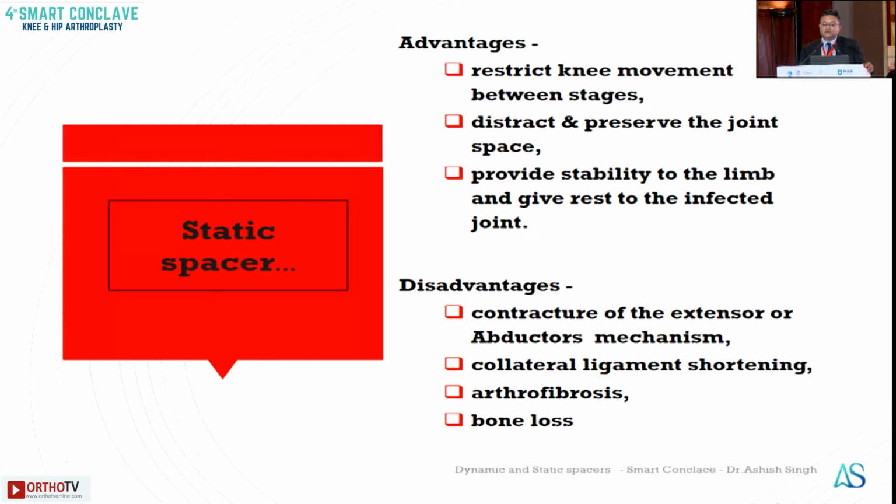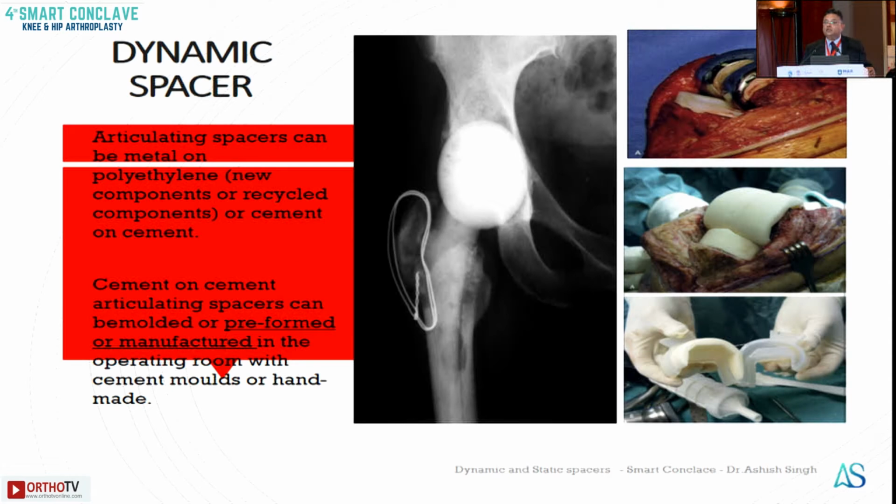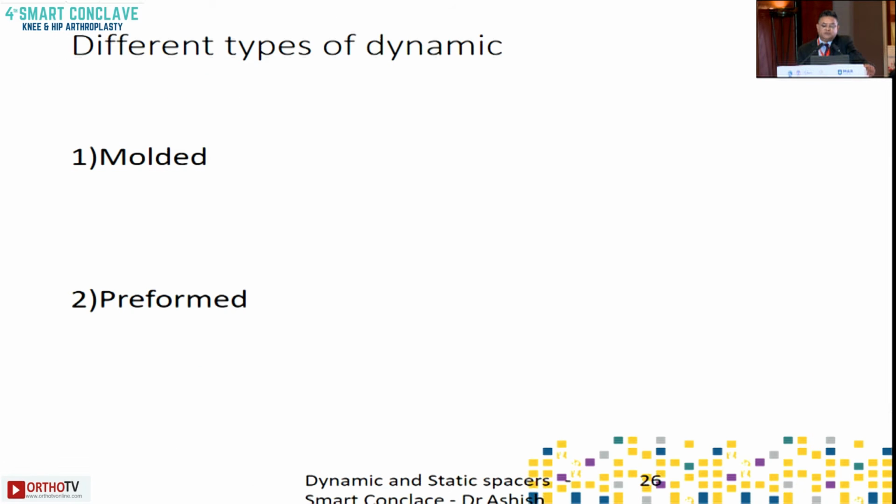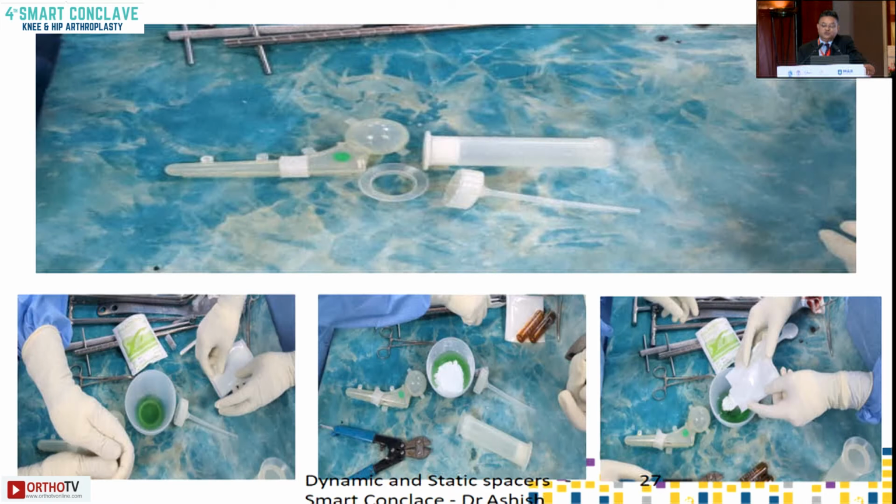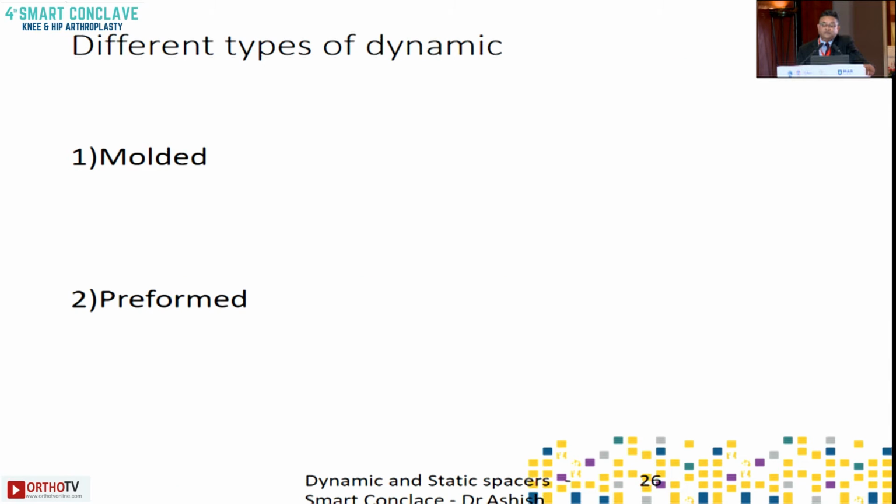But when we talk of static spacers, they restrict knee movements, distract and preserve the joint space. They do provide stability to the limb, but they cause contracture of the extensor or abductor mechanism, might cause arthroplasty, and are painful. So then came the concept of dynamic spacers. Articulating or dynamic spacers are basically prepared on the table, or I just saw one stall outside, you can have ready-made dynamic spacers. So one is molded, which you make on the table, and the other is preformed.